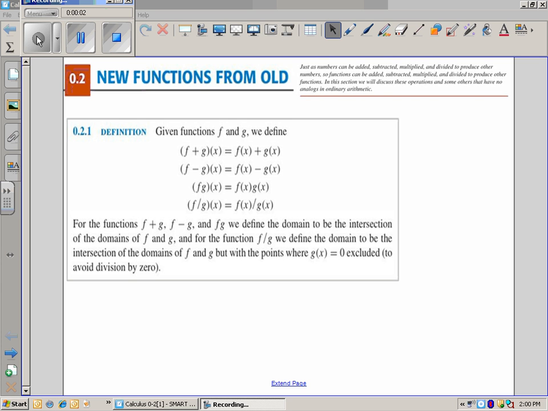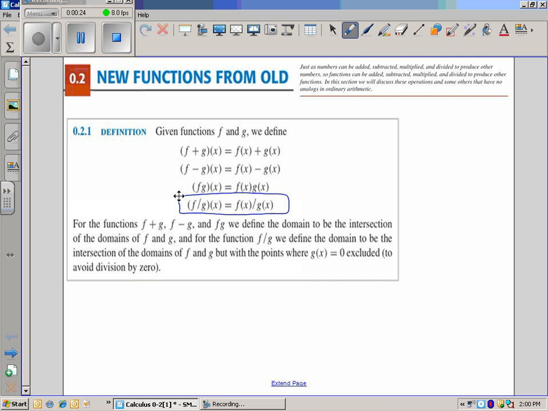We're going to be covering section 0.2, new functions from old. We want to remember from Algebra 2 that these are functions that we combine, so these are combinations. We're going to take two functions and combine them. And we want to make sure that we note that the domain is going to be the intersection of those two domains, okay? And when we talk about fractions, we have some other issues, okay?